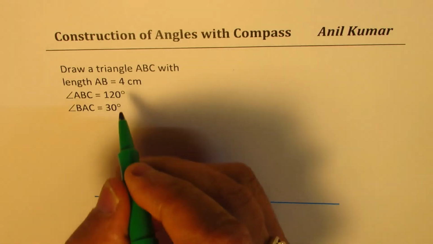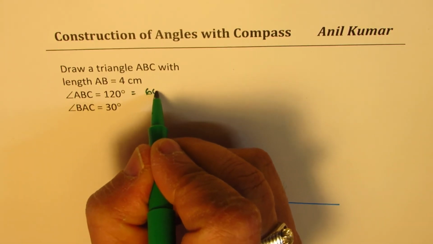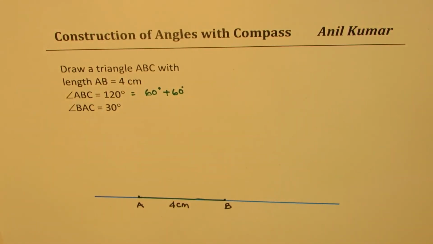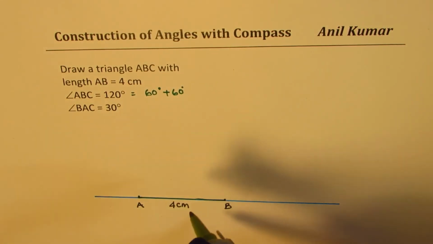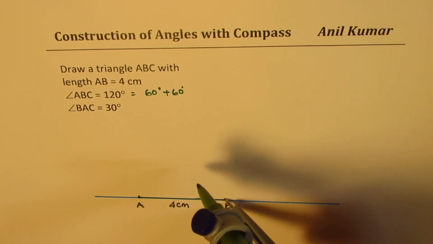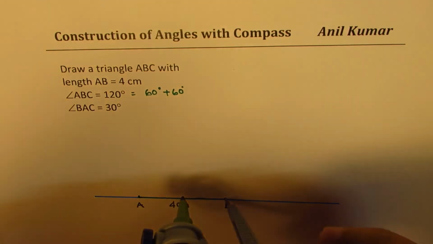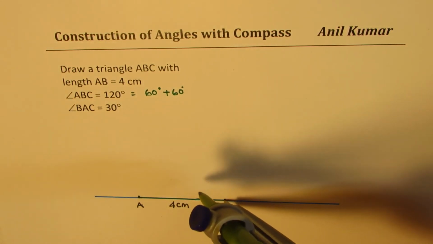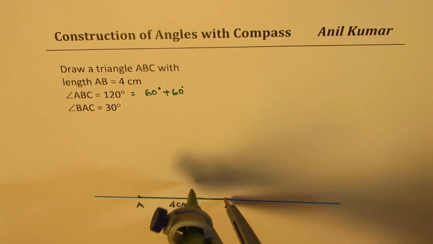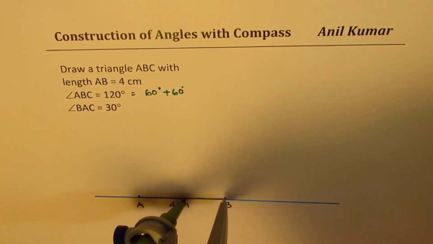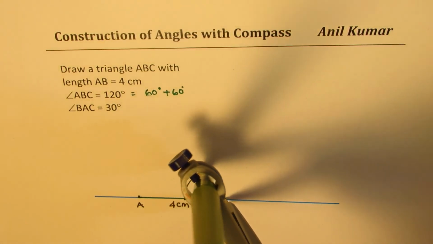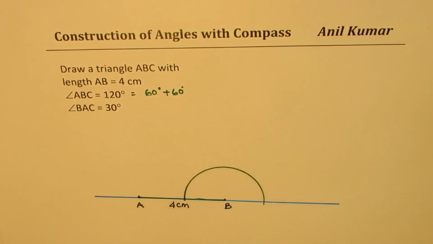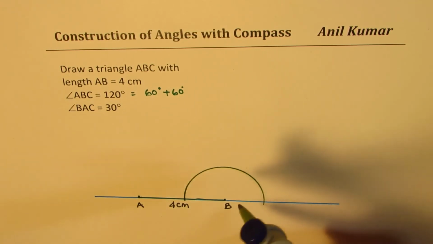Well, 120 degrees is basically equal to 60 degrees plus 60 degrees, correct? So that means if I could make 2 60s, I get 120 degrees, correct? This straight line is how much? Straight line is 180 degrees, right? If I divide it into 3 equal parts, I get 60 each. So the idea is I'll form a semicircle here and divide this semicircle into 3 equal parts. Each part will be 60 each, right?